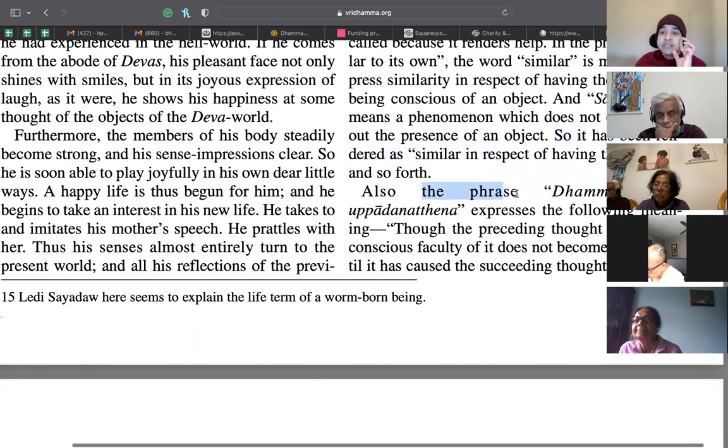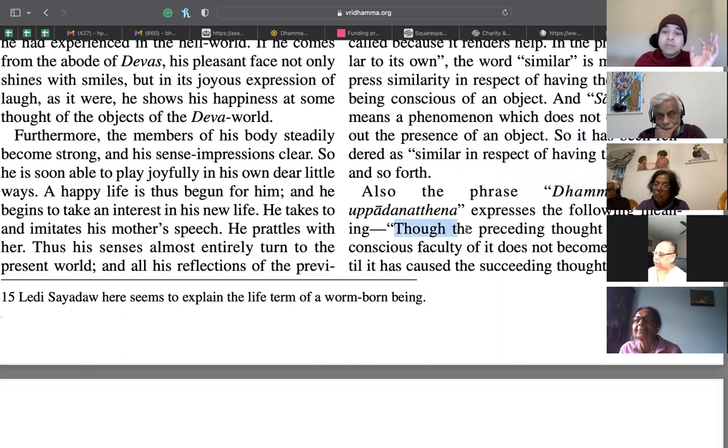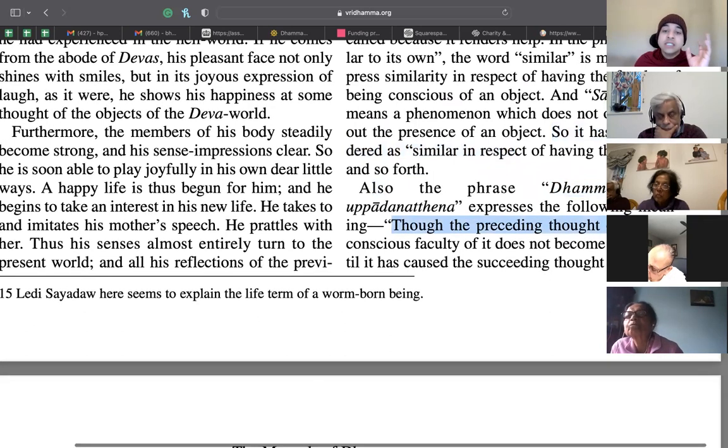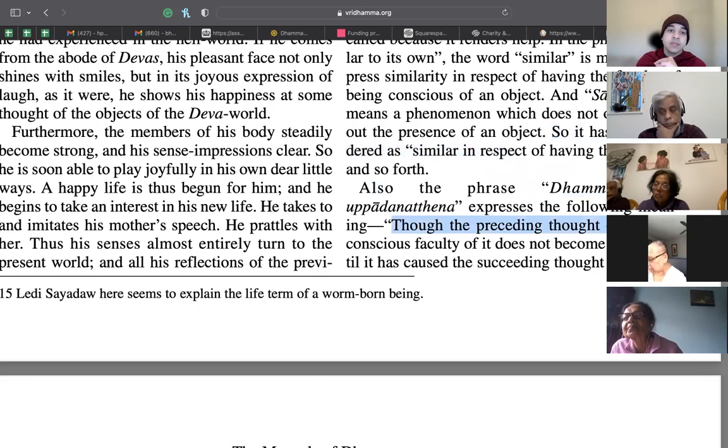Also, the phrase Dhammantarassa upadanattena expresses the following meaning. Though the preceding thought ceases, the conscious faculty of it does not become extinct until it has caused the succeeding thought to arise. We can look at it through the scope of Jivita Indriya there, right?